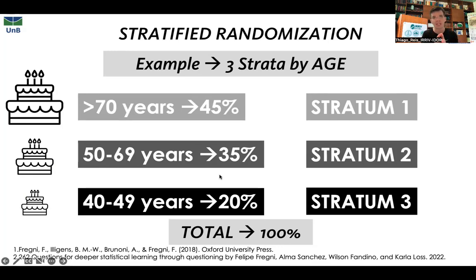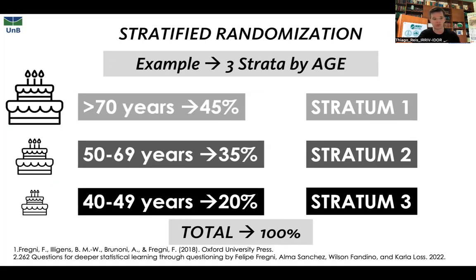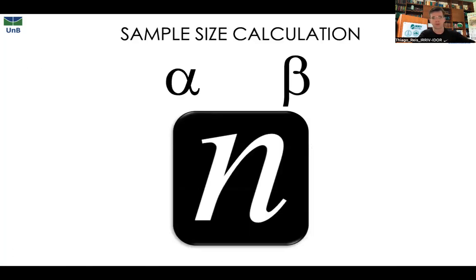This is also commonly applied in trials to have strata so that you can be sure that in the recruitment process, the percentage of patients in different age groups or different GFRs or different NT-proBNP levels or different ejection fraction are allocated so that you have then generalizability of the results of the trial.